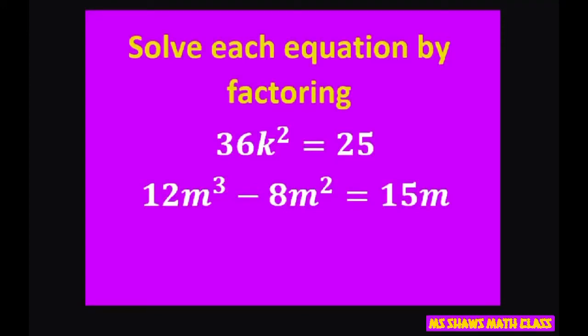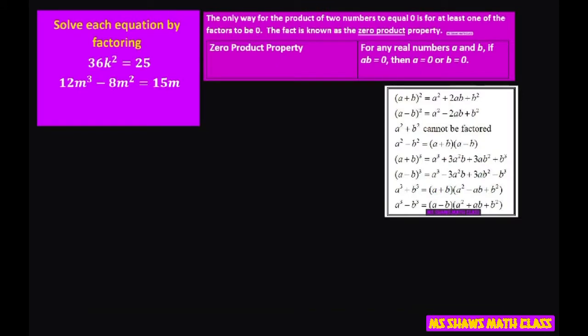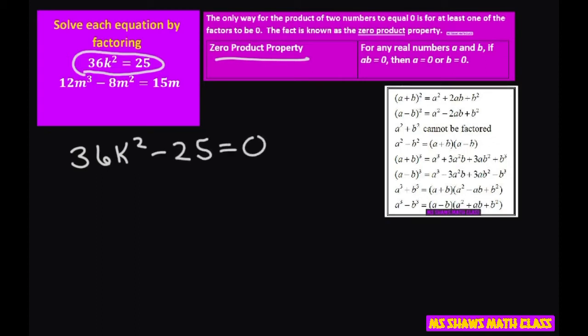One, we're going to solve each equation by factoring. And these are two examples we're going to use. We're using the zero product property, so we're just going to have to factor this. And always want to write this in standard form. So let's subtract 25 from both sides and set that to 0.